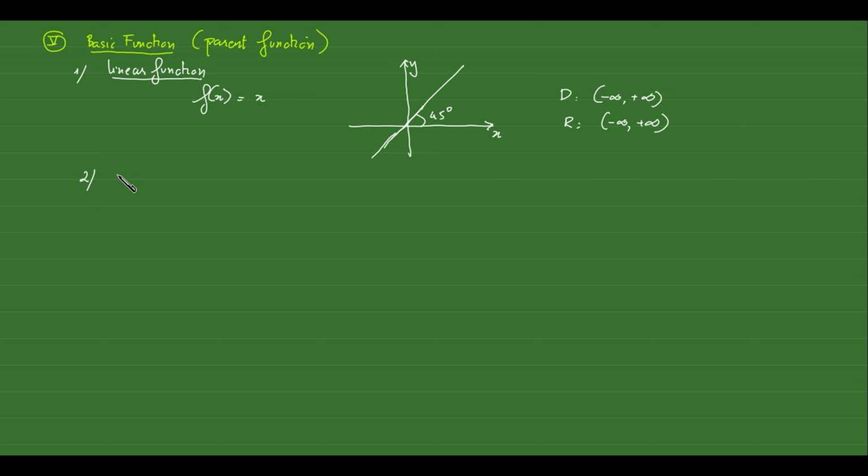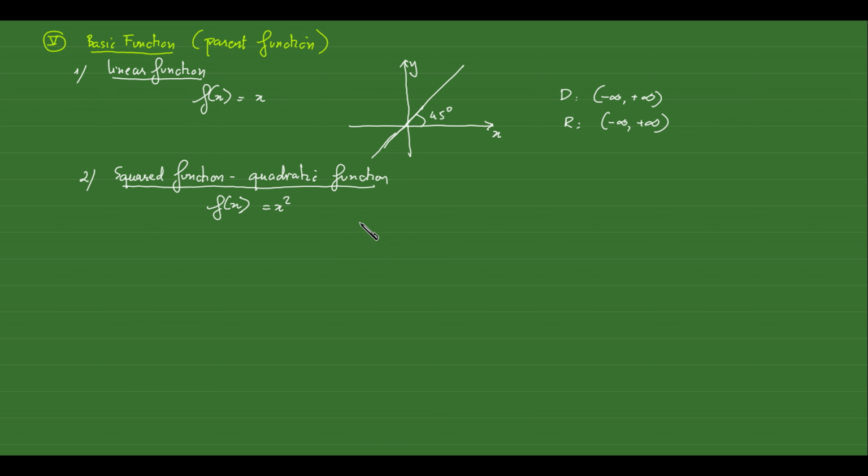The second one is the square function, or the quadratic function, it's the same thing. Okay, and it has the form like this: f of x equal to x squared.